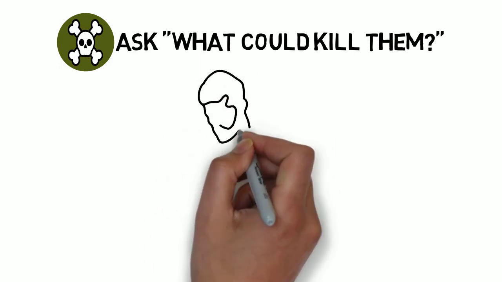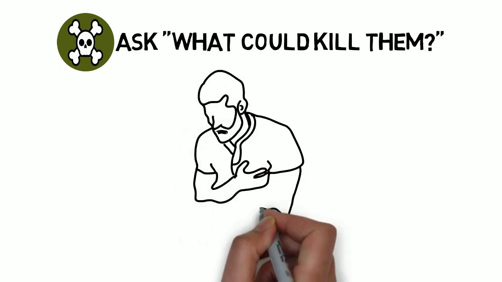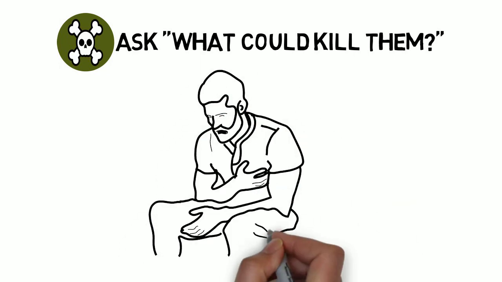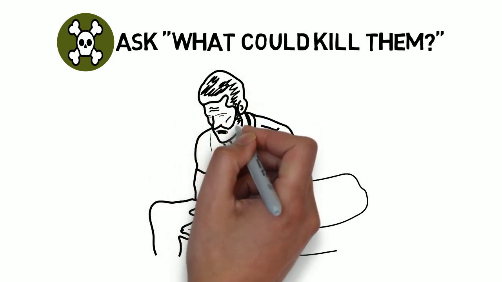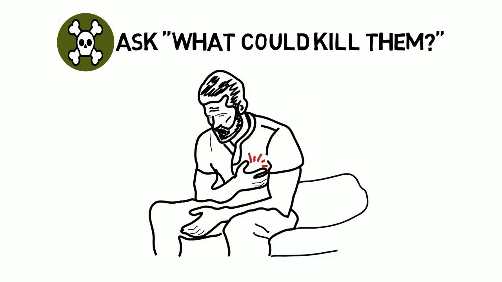Rule number 4, ask what could kill them? When you are in the room with the patient who has this sudden onset of chest pain, this is what your patient wants to know. It's what you want to know. And it is paramount you always consider these with your clinical reasoning as carefully as possible. Because missing these leads to an error that often cannot be fixed.